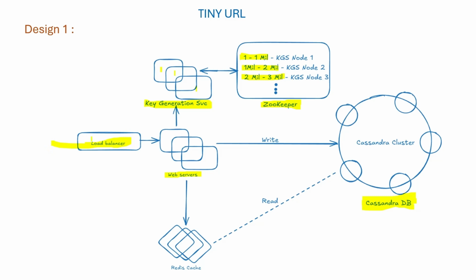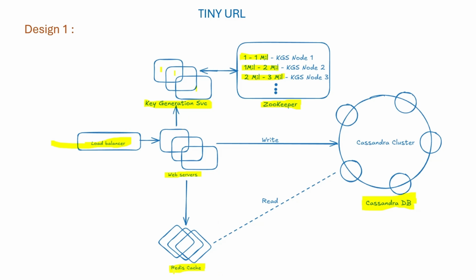when a user submits a read request to the load balancer, it would again distribute the read request across its servers in a round robin fashion, and the servers would first try to look for the data in the Redis cache. If the data is available within the cache, it will immediately respond back to the web server, and the user will be redirected to the actual website, which is on the long URL.